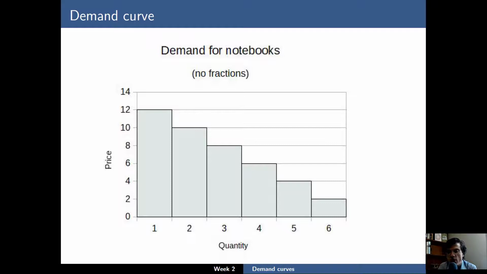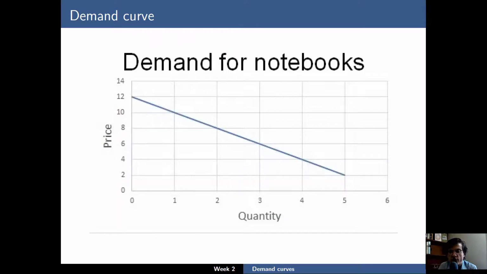Now, if fractions are allowed, what we'll see is a little bit different. We're going to see a demand curve that looks like this. This is the same demand if the market sells fractions of a notebook. And see, this is a straight line, while the previous demand was like a staircase pattern. That's the big difference between allowing fractional notebooks and allowing whole notebooks.